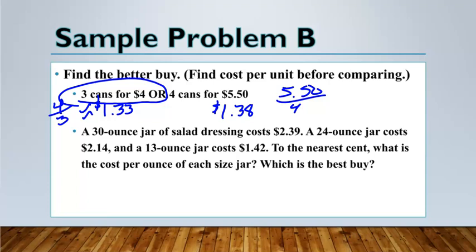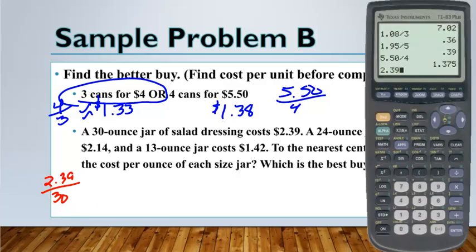Next, a 30-ounce jar of salad dressing costs $2.39. A 24-ounce jar costs $2.14, and a 13-ounce jar costs $1.42. To the nearest cent, what is the cost per ounce of each size jar, and then which is the better buy? So we're going to do $2.39 divided by 30. So I'll do that first. So do $2.39 divided by 30 ounces. That would give us roughly 8 cents per ounce.